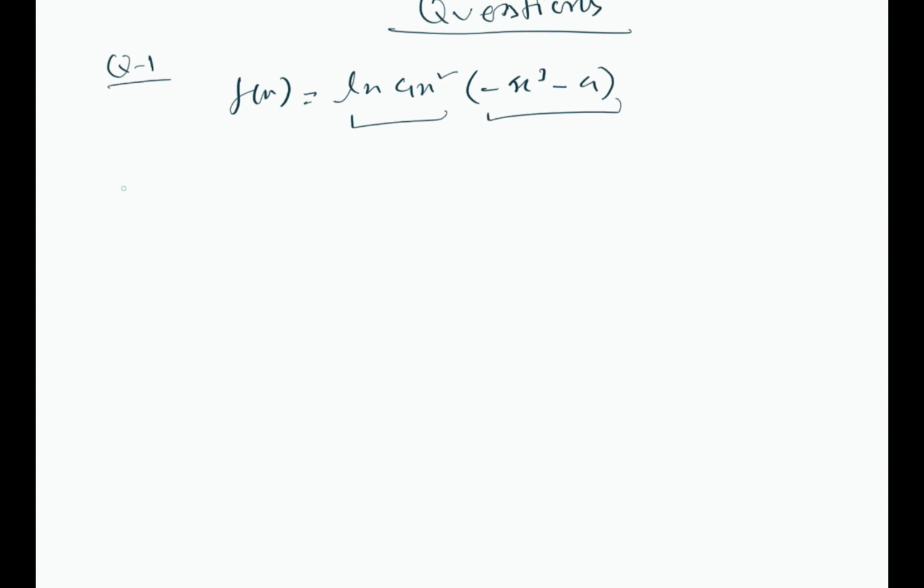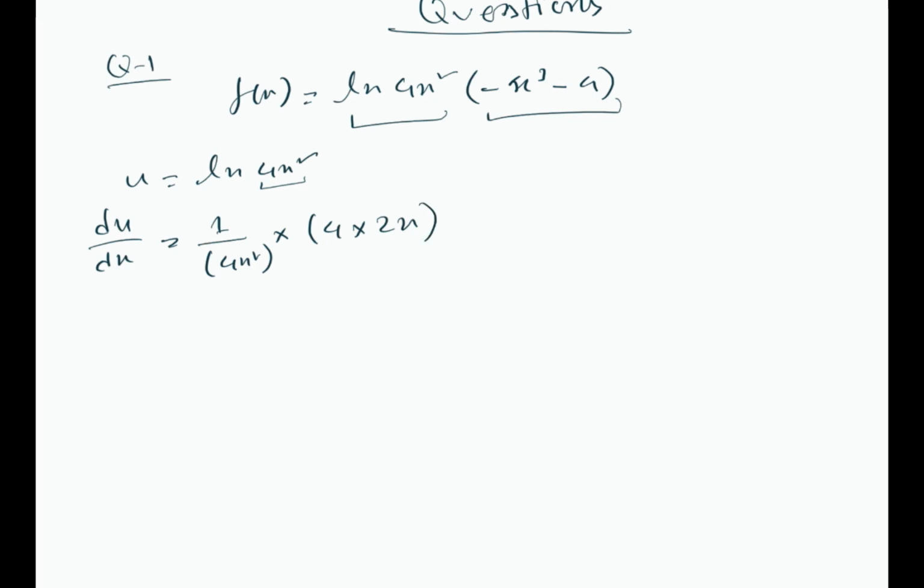the product rule. So let u be equal to ln of 4x squared. The derivative of u with respect to x would be, this is a composite function, so this is the inner function. The derivative of ln of x is 1 over x. So in place of x we have 4x squared, then we need to differentiate the inner function, 4x squared. It would be 4 times 2x to the power 2 minus 1, which is 1. So the final answer would be 2x divided by x squared.